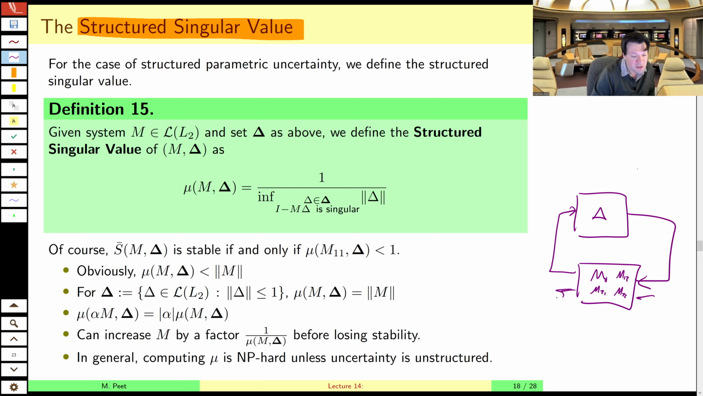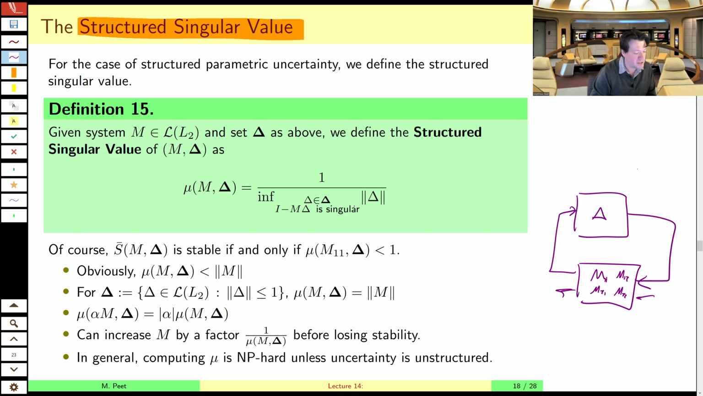So what is the structured singular value? It's basically the largest gain bound you can put on delta such that the interconnection here is stable. Actually, it's one over that. So it's the smallest gain you can put on M such that it retains stability in the closed loop.